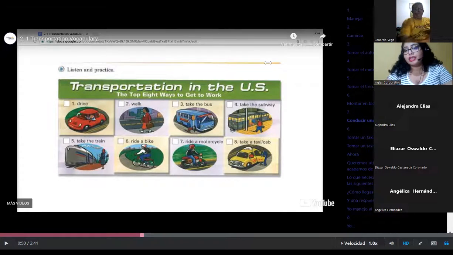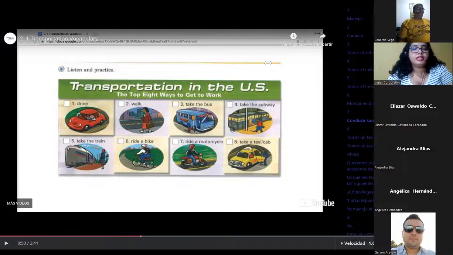So in this case, you can see the phrase, the top 8 ways to get to work. In the number 1, we have drive.